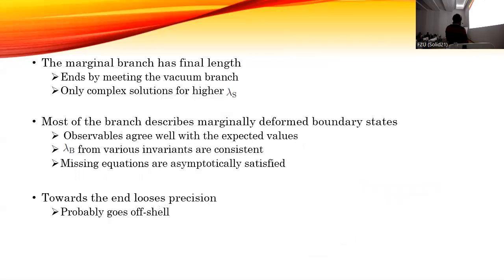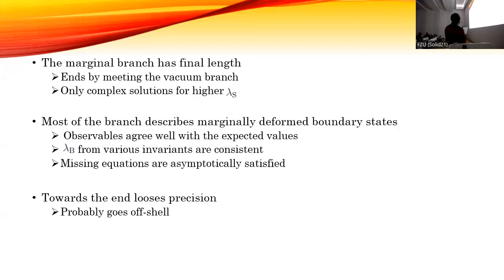So as you could see from the picture above, the branch has only a finite length, and it ends by meeting the vacuum branch. And if we consider higher values of lambda s, then we find only complex solutions, which don't seem to become real. So we have a branch of solution, but there is no guarantee that it really describes a marginal deformed boundary state.